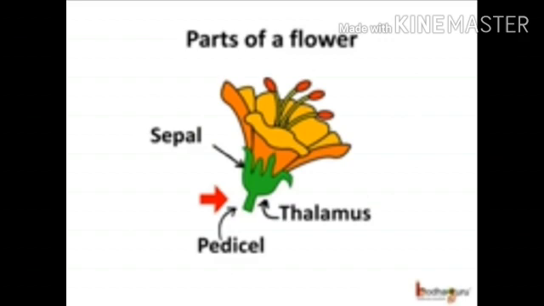Look at the picture. These are the main parts of the flower: pedicel, thalamus, sepals, colorful petals, and then pollen grains. You can see them in this picture.